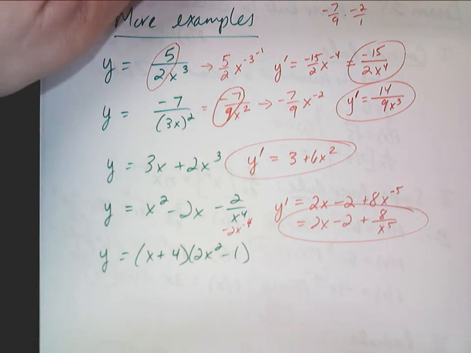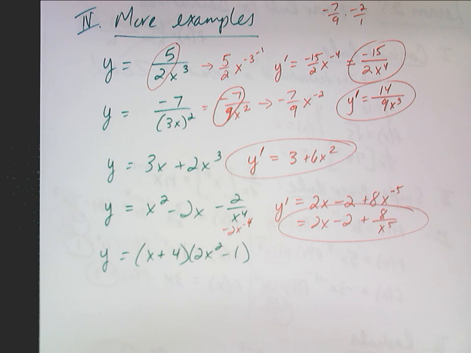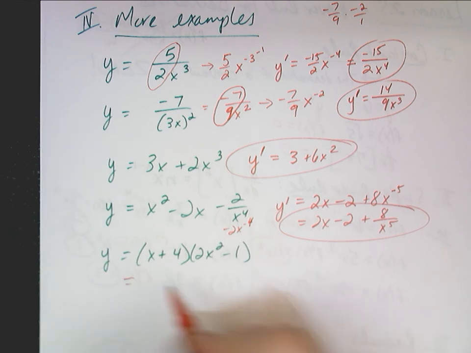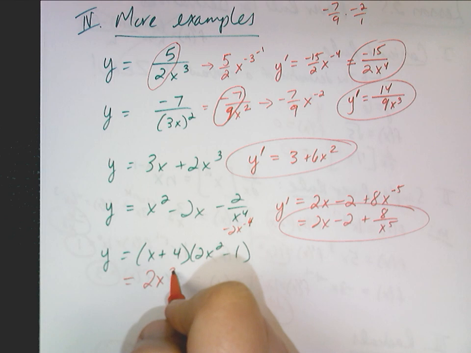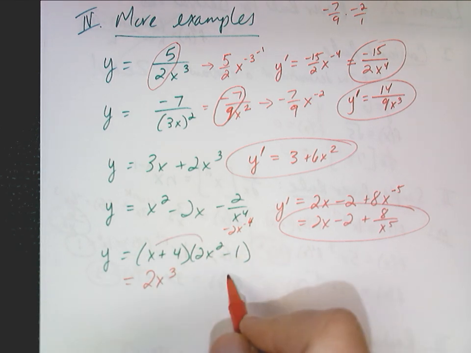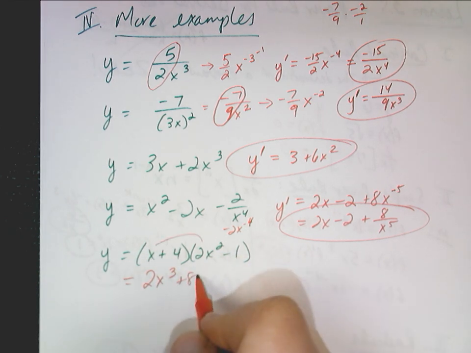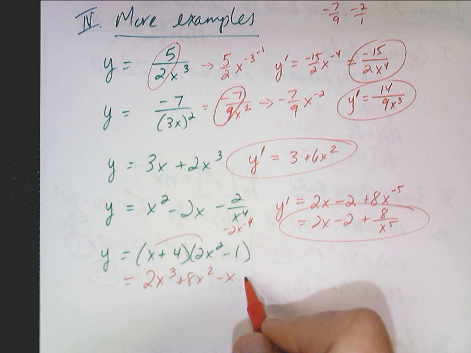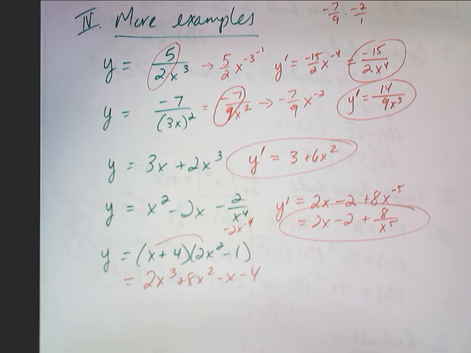All right. Well, what if they give it to you like this? Well, what could you do right now? Starts with F, ends with oil. Foil. There we go. Foil. Oil of what? 2x cubed minus 4x plus 8x squared minus 4x, and then minus 4. I like to go in order.